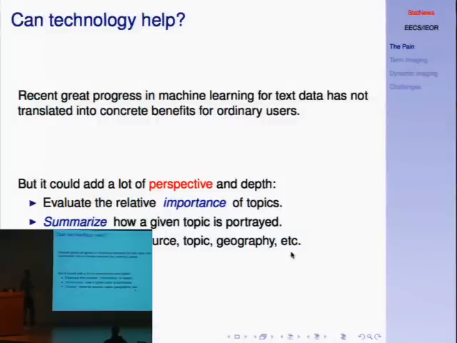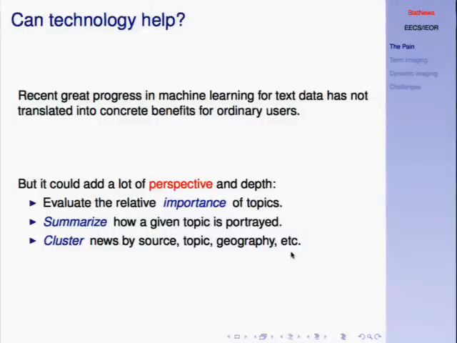So three tasks come to mind. One example would be, what is the relative importance of topics with respect to other topics? Like for example, countries. Which countries are mentioned, which aren't? Once you focus on a particular topic, maybe nuclear energy or China, can you summarize what the news says about that topic? And finally, once you see a whole landscape of news, can you cluster?